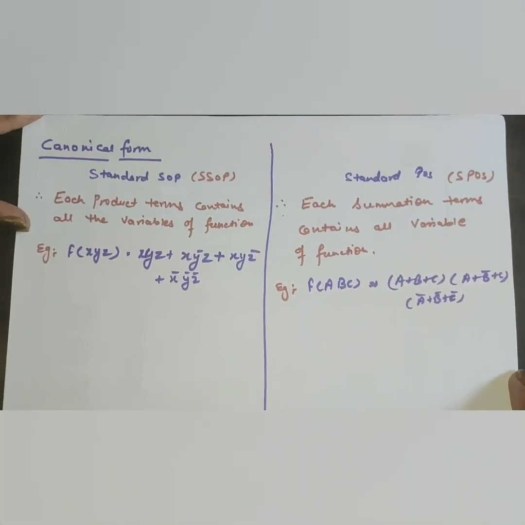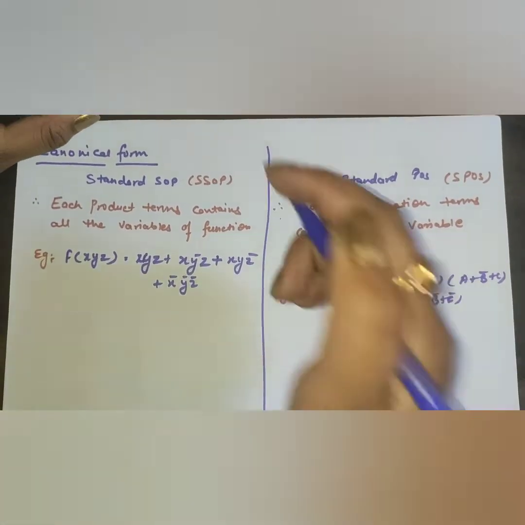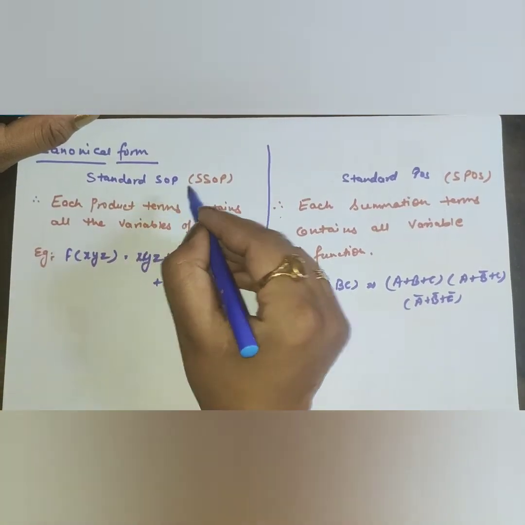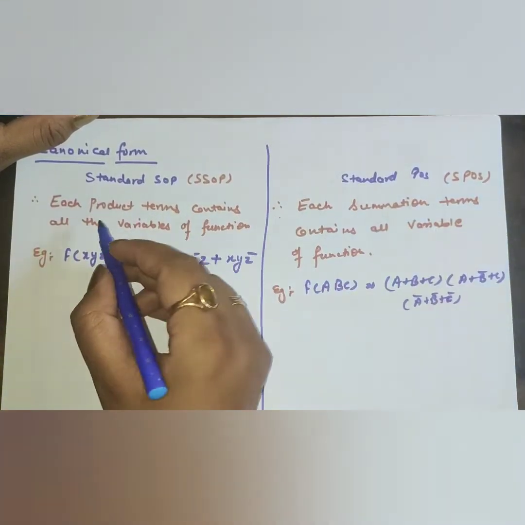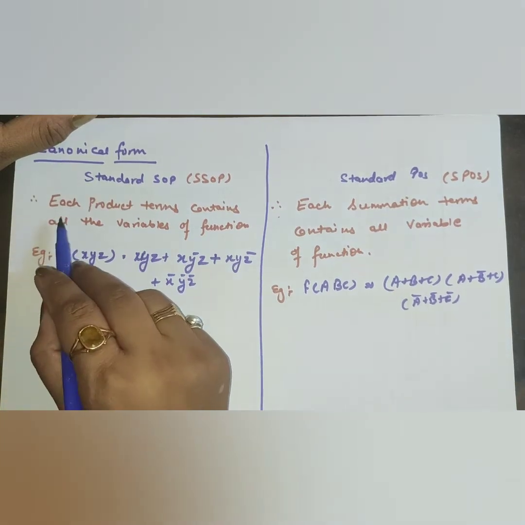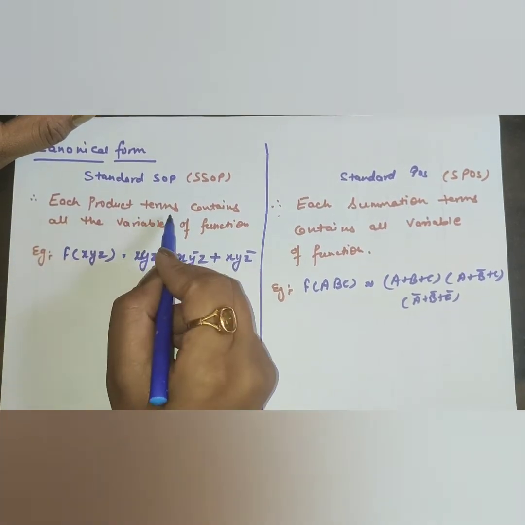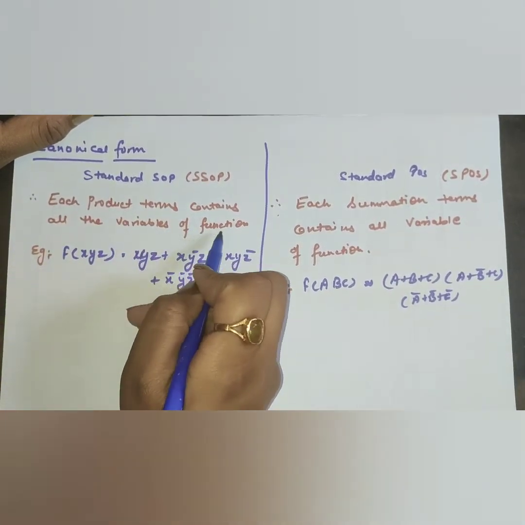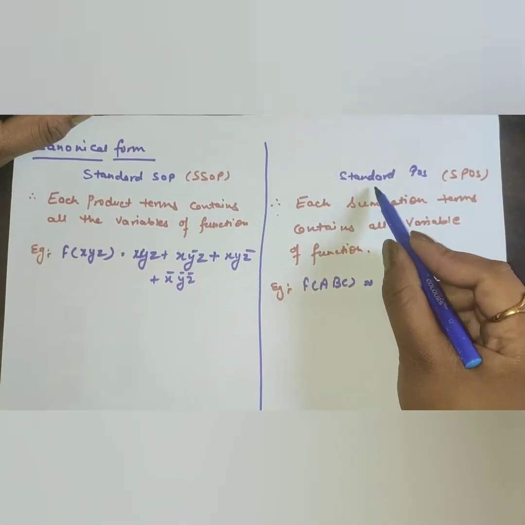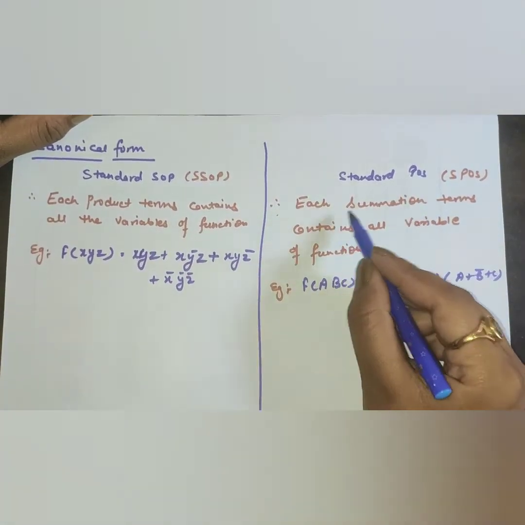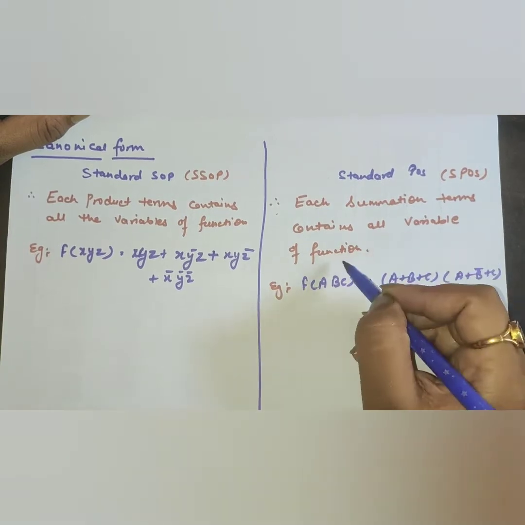Now some canonical forms we can say. Canonical forms are standard SOP and standard POS. Standard SOP form is where each product term contains all the variables of the function, and standard POS form is where each summation term contains all variables of the function.